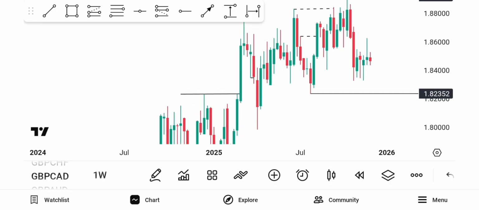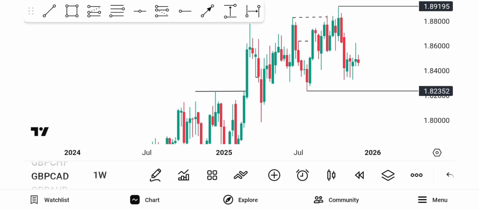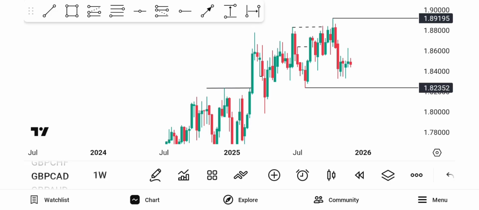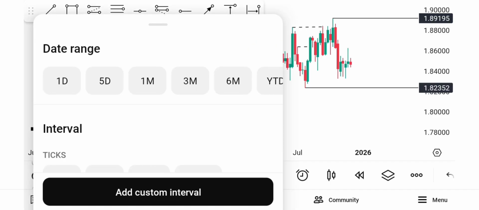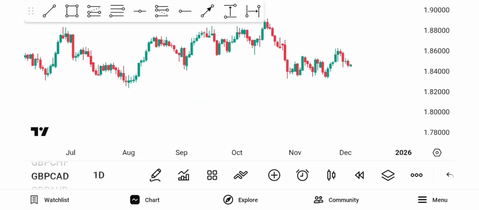Before you do a top down, you need to go to the higher time frame, maybe the weekly time frame, daily time frame, and the 4-hour time frame. Currently I'm on the weekly time frame, and you can see it is bullish already. Since you've discovered that the pair is bullish, you have to scale down to the daily time frame to see the movement, the direction of the market.